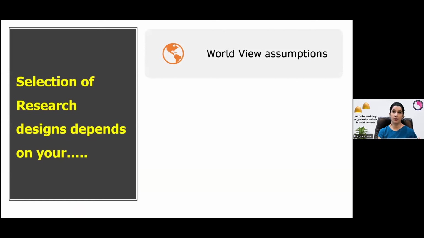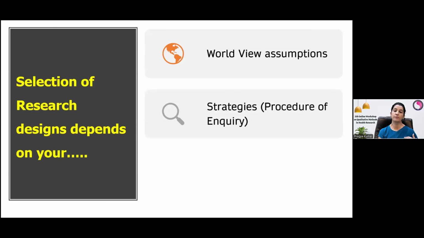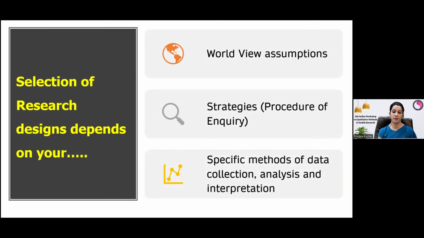So the selection of the research design, which we have discussed yesterday, the research approach, depends on our worldview assumptions. What do we think about that, and which method we think is the best, and the procedure of inquiry, how I should inquire into that particular central phenomenon, depends on that also. And according to that, I will adopt a specific method of data collection, analysis, and interpretation.